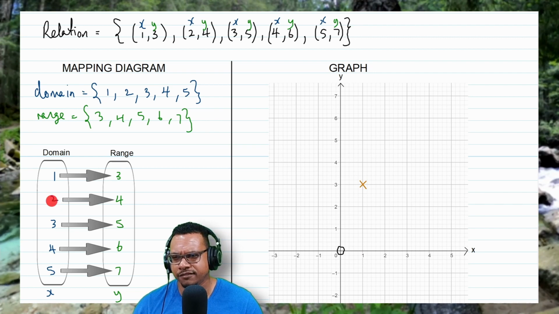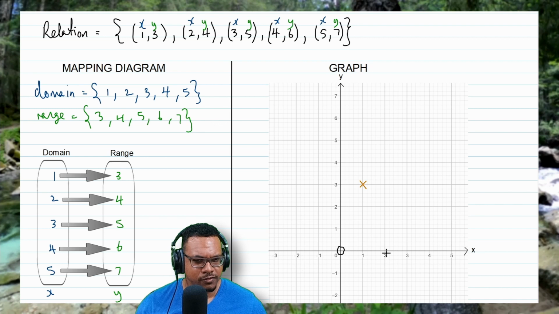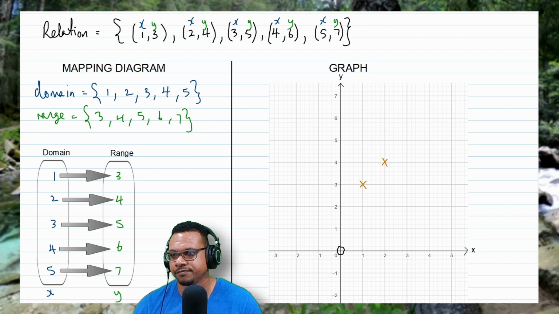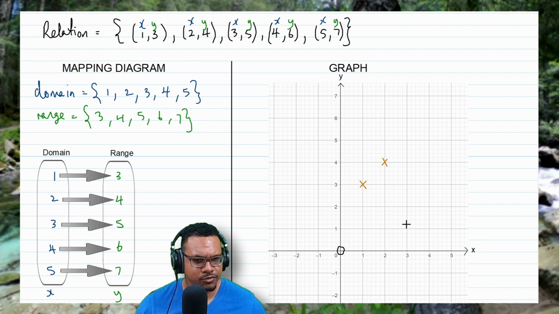So likewise, we have 2 in the domain mapped to 4 in the range. Look at the ordered pair here, 2 in the domain mapped to 4 in the range. So 2 in the domain is here. We go all the way up to 4 in the range, which is right here. All right, we see 2 in the domain mapped to 4 in the range. And now you do the same thing for all the other ordered pairs. So we have 3 in the domain mapped to 5 in the range, 3 on the x mapped to 5 on the y. So you come here, 3 on the x, go all the way up to 5 on the y, which is right here.